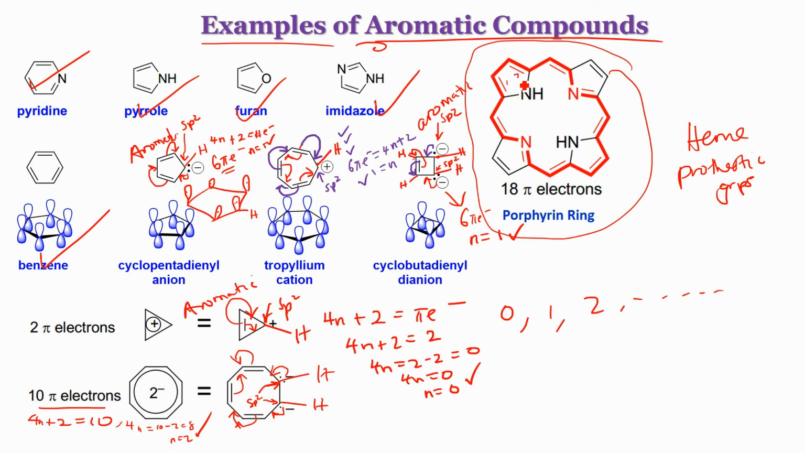So if you count, you have 1, 2, 3, 4, 5, 6, 7, 8, 9 double bonds. So you do have 18 pi electrons, and testing that for the 4n plus 2 rule, you get 4n equals 16, n equals 4. Of course, it's a ring, there is a path that's highly conjugated. These double bonds don't take part in resonance, so we don't count them.